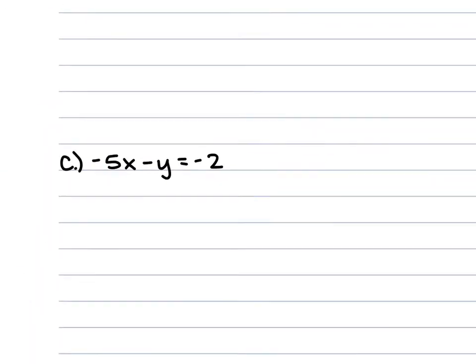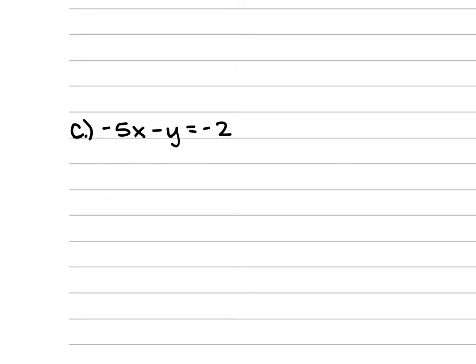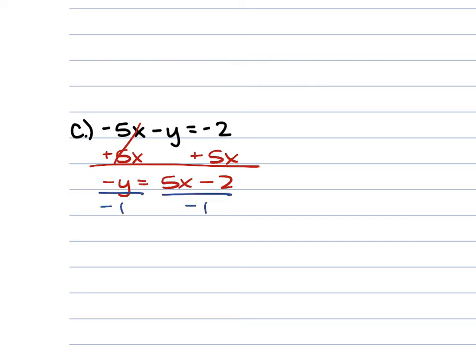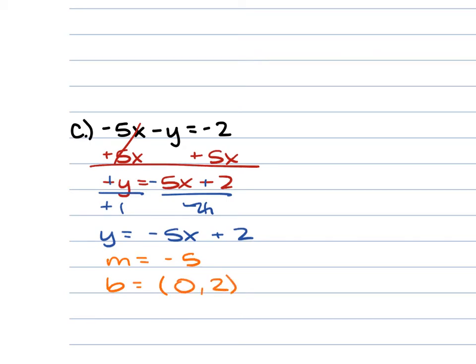For example C, we have negative 5x minus y is equal to negative 2. We want to move those terms to the opposite side in order to get y by itself. So we add that 5x to both sides. We get negative y is equal to 5x minus 2. And then we divide each side by that negative 1. We switch the signs on everything up top. Get rid of that bottom. We have y is equal to negative 5x plus 2. So our slope is negative 5, and our y-intercept is the ordered pair (0, 2).